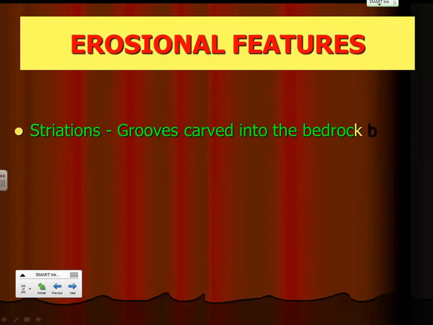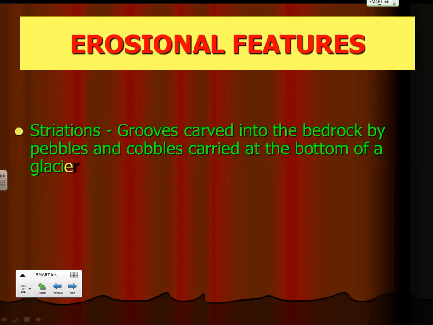Some erosional features that glaciers leave behind. A telltale sign that an area has been glaciated, and you can see it all the way from New York City all the way up north of there, are striations. These are grooves carved into the bedrock by pebbles, cobbles, perhaps boulders carried at the bottom of the glacier, and they often show the direction of the ice movement or advance in that area.